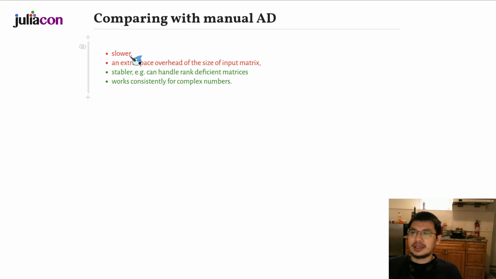And another drawback is there is an additional space overhead that is proportional to the size of the input matrix. It is actually acceptable. We only have an additional copy of the input matrix as a space overhead. And there are also advantages. One is that instruction level automatic differentiation is more stable. This is because it can handle rank deficient matrices. I did not expect this to be true, but it turns out to be true. The rank deficient matrix can be handled very perfectly well, also for complex numbers.